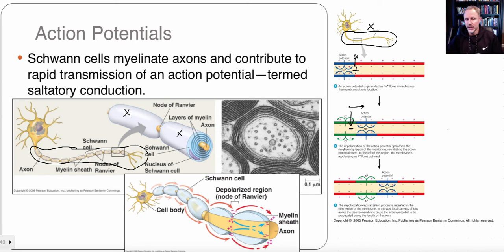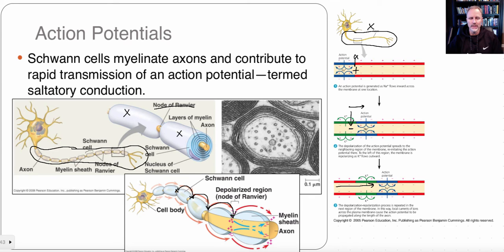So instead of this current, or this electrical charge, the action potential, having to move at every successive spot along the axon, what we can do is we have these axons with these nodes of Ranvier. If we look right here, we can see these nodes of Ranvier, and this charge is kind of jumping from spot to spot to spot in terms of the action potential.